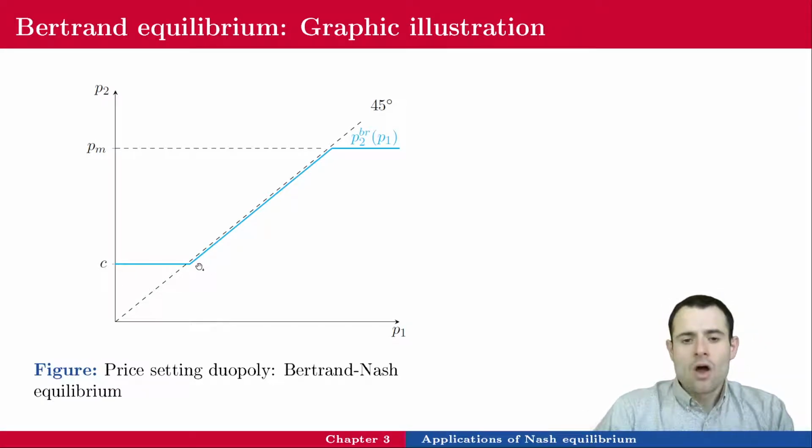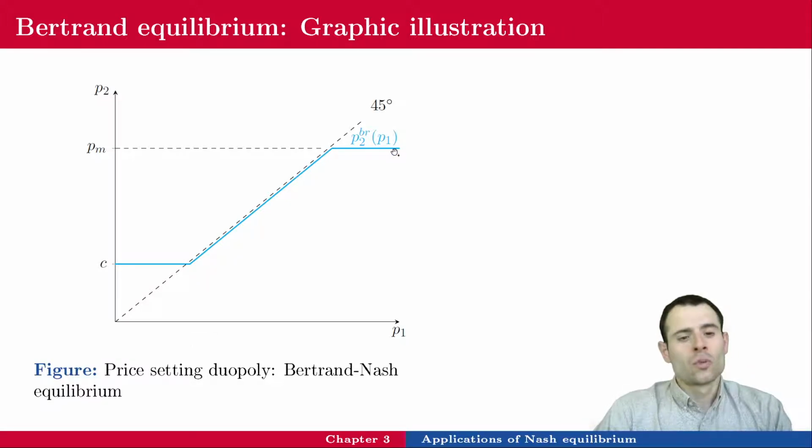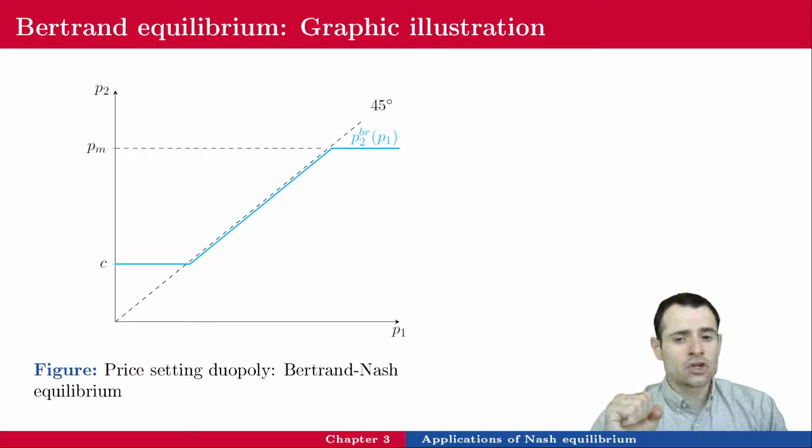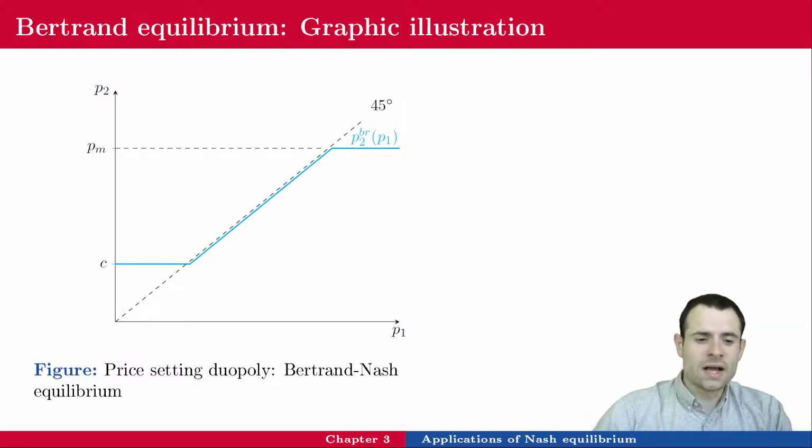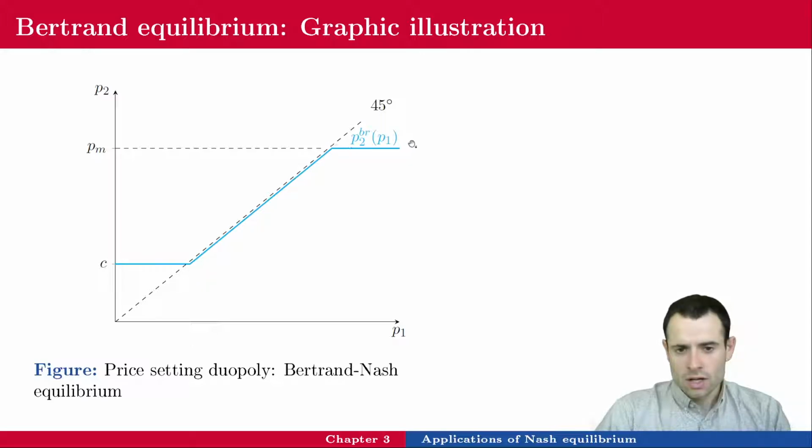Finally, once firm 1 charges a price equal to PM, which is here at this kink, or anything above, firm 2 wants to charge the monopoly price. Firm 2 will be the only one to sell. Being a monopolist, if it can charge the monopoly price, it will. And this is how you end up with this best response function, which is all kinky.